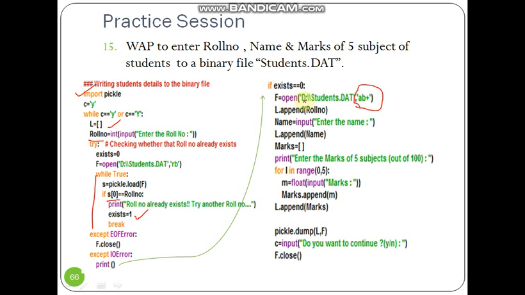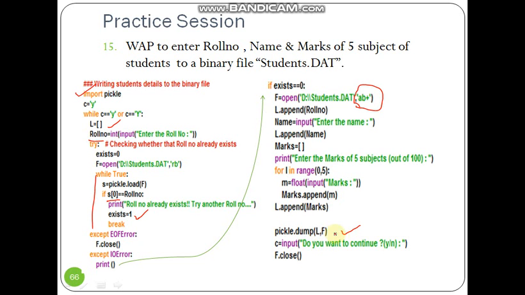So opening the file in append mode, then we are appending the roll number to the empty list L. Then the name is entered. Then we are creating an empty list, marks. Using a loop, we are entering each mark, and each mark is also appended to L. So L now contains the student's complete details. Then that is written to the file using the pickle.dump method.